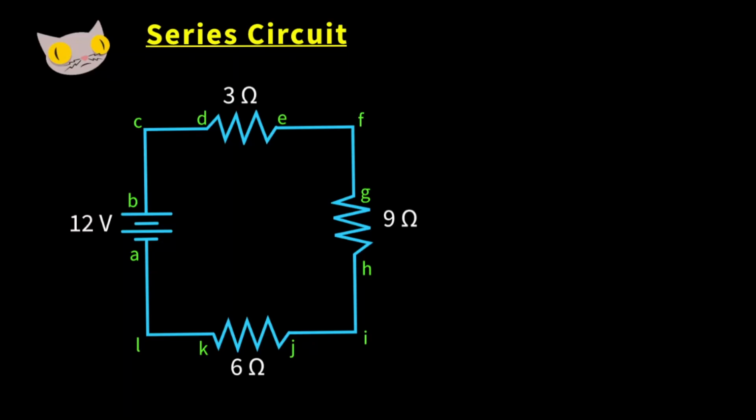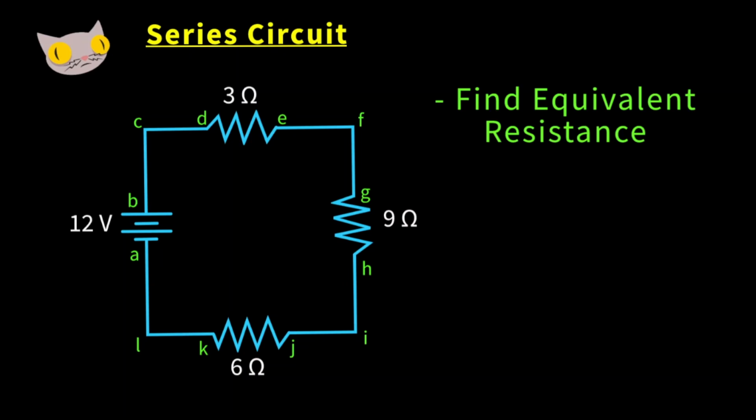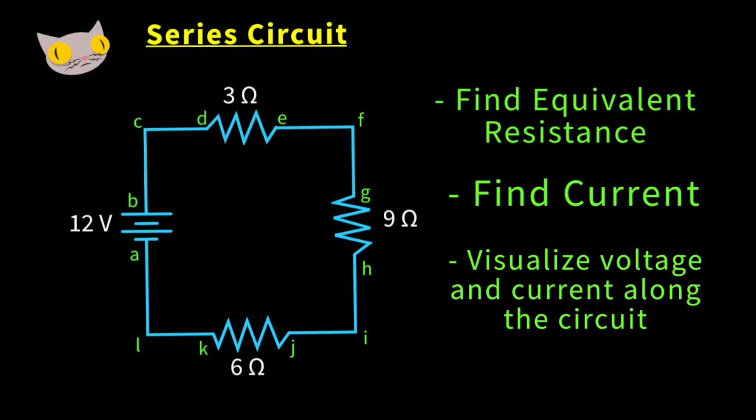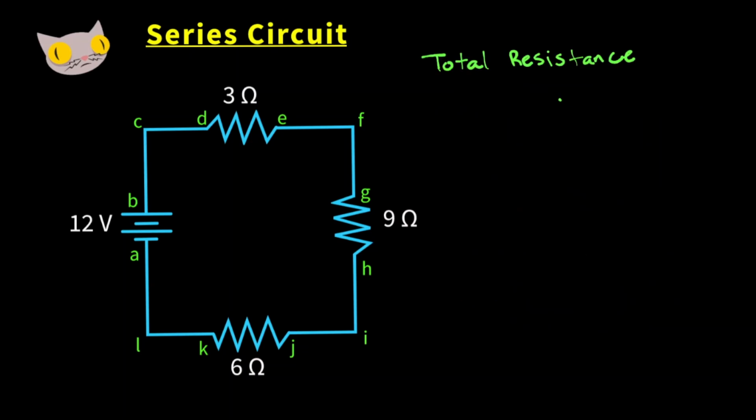Here we have a simple series circuit. In this video, we're going to find its equivalent resistance, we're going to find the current, and we're going to visualize the voltage and the current along the circuit. So let's get started. Now first, let's find the total resistance, or the equivalent resistance.